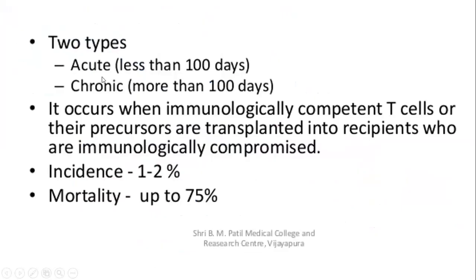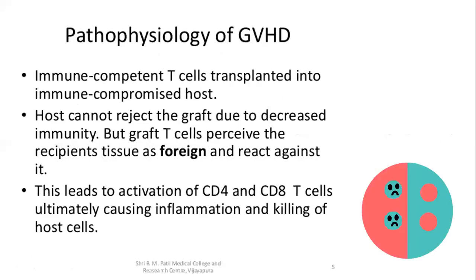So GVHD, as suggested, is never a case of hyperacute. It will be acute or chronic. The acute response occurs in less than 100 days, and chronic occurs after more days. The response usually involves immunocompetent T cells from the donor. The incidence in a given population is only 1 to 2%, but the mortality rate is very high. Of those 1 to 2% cases, 75% will die. They will not survive. So it is really very important to control GVHD during transplantation.